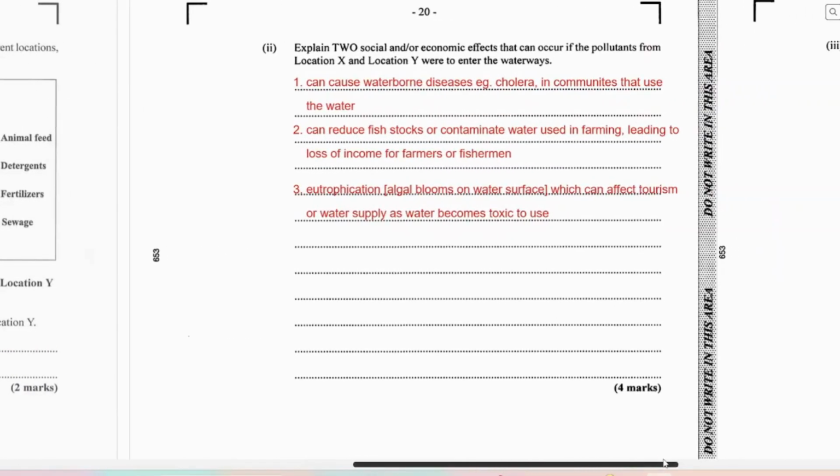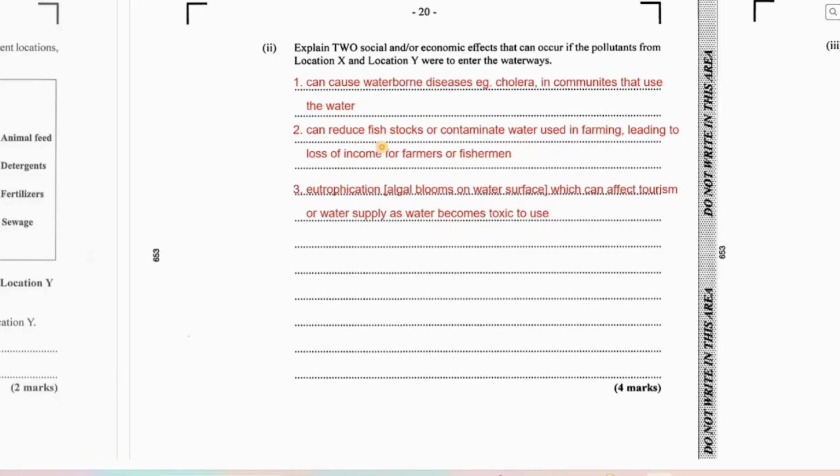Then part 2, explain 2 social and or economic effects that can occur if the pollutants from location X and location Y were to enter waterways. So any 2, I just wrote down 3. So 1, it can cause waterborne diseases such as cholera in communities that use the water, especially this one that is coming from location X, even location Y with sewage, right? Then you have 2, can reduce fish stocks or contaminate water used in farming, leading to the loss of income for farmers or for fishermen.